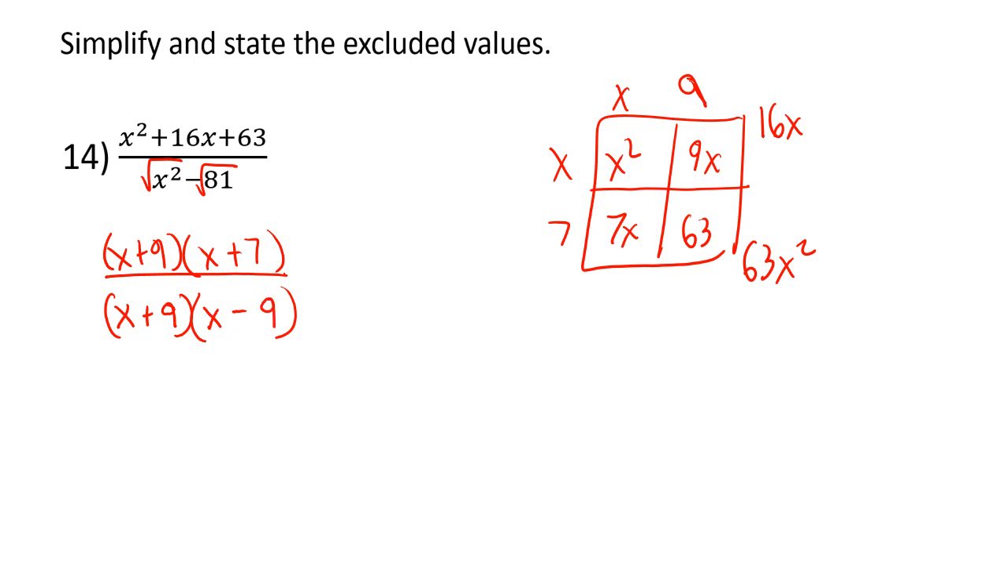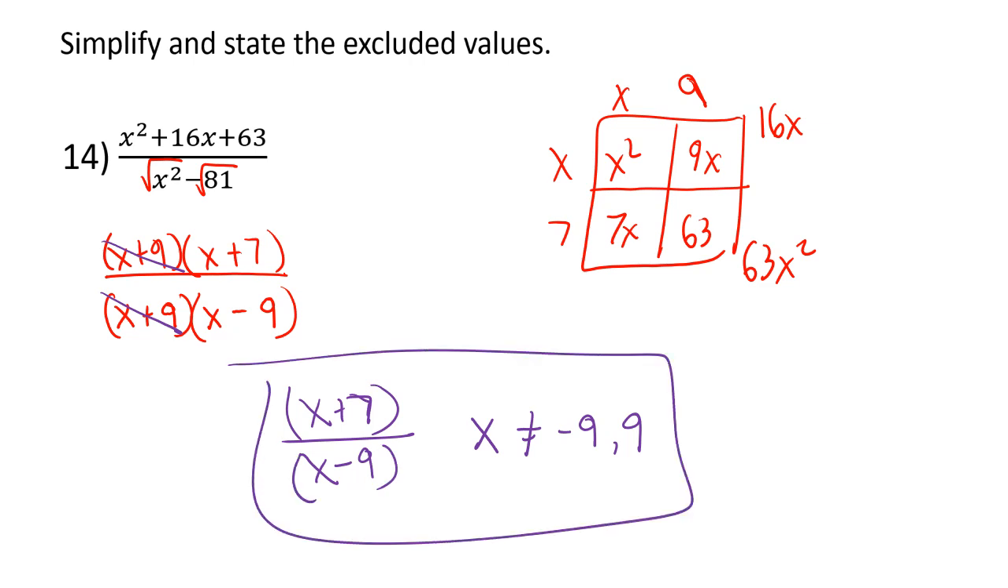I'm going to state excluded values. What number plus 9 would equal 0? -9. What number minus 9 would equal 0? +9. Then we can start canceling out things that are the same, and we're left with x plus 7 over x minus 9.